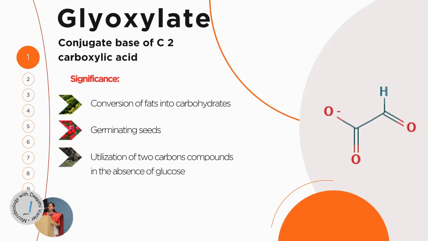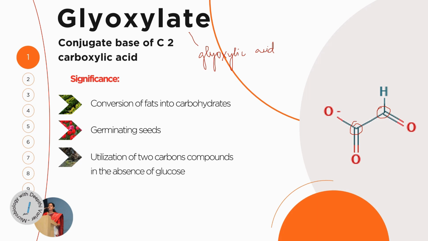Let's first see what is glyoxylate and what is the significance of its metabolism. Now, glyoxylate is a conjugate base that is formed from glyoxylic acid. Glyoxylic acid is a carboxylic acid with two carbons. As you can see over here in this picture, there's one carbon here and another carbon over here. So the two carbon conjugate base of a carboxylic acid is what we call glyoxylate.